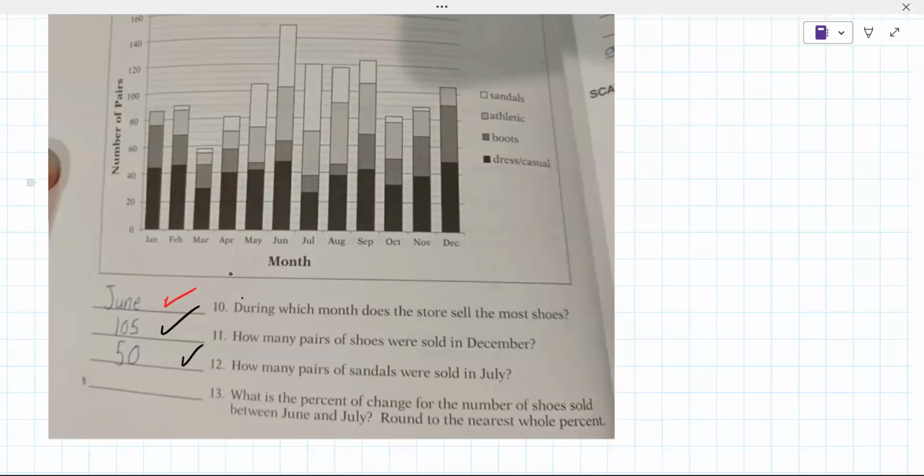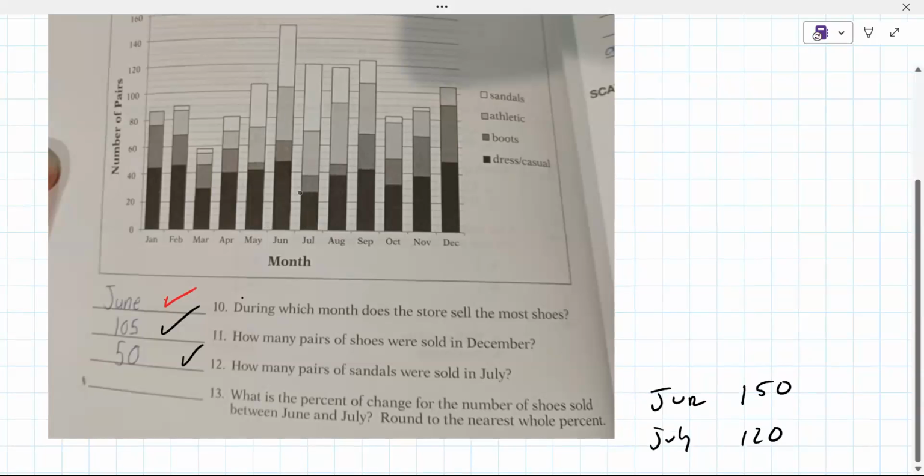All right. So what is the percent change for the number of shoes sold between June and July? We need to know how many are in June and how many are in July. Can you give me those numbers? What's the total in June? What's the total in July? I would say for June 150, for July 120.